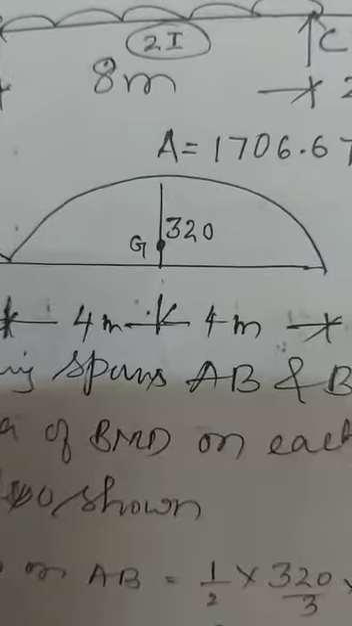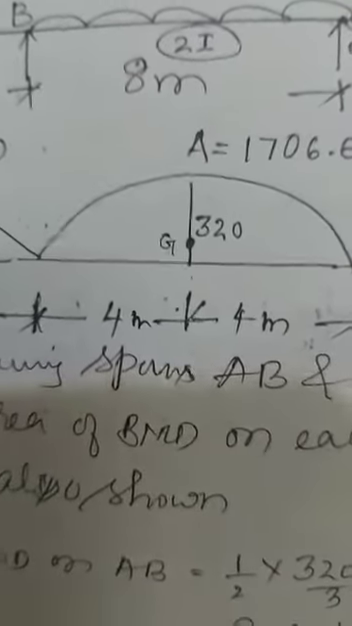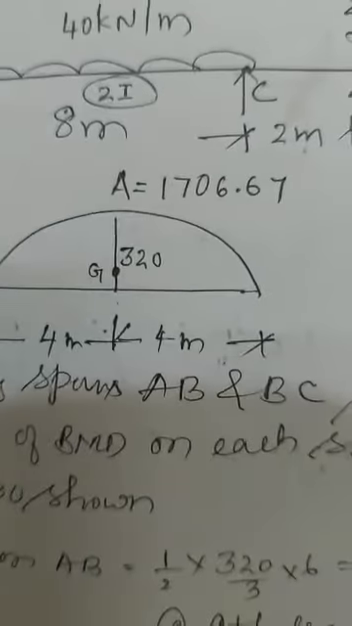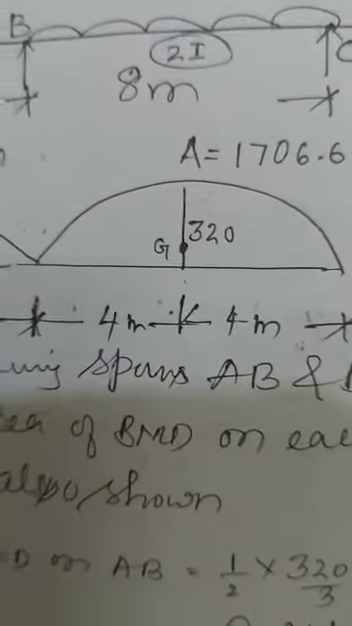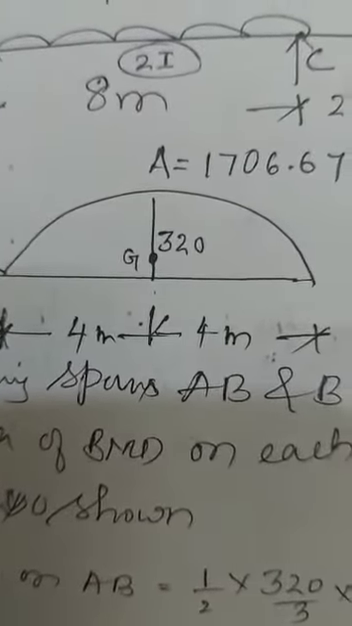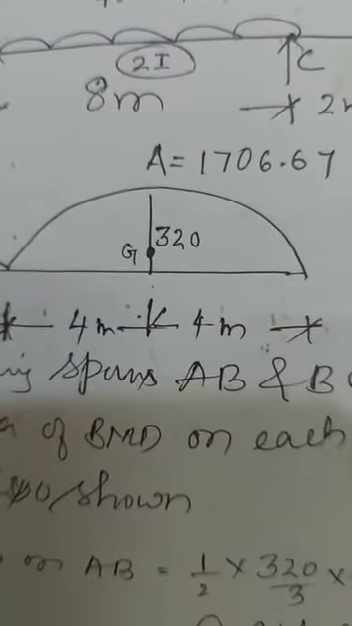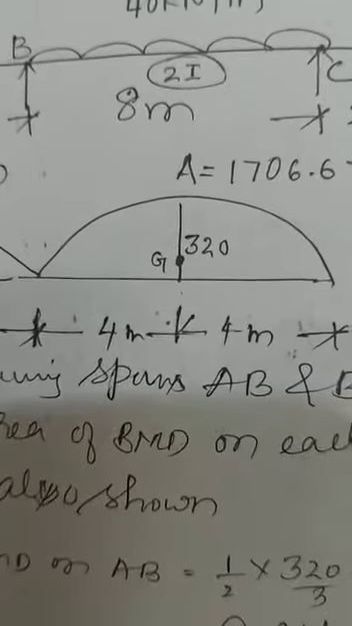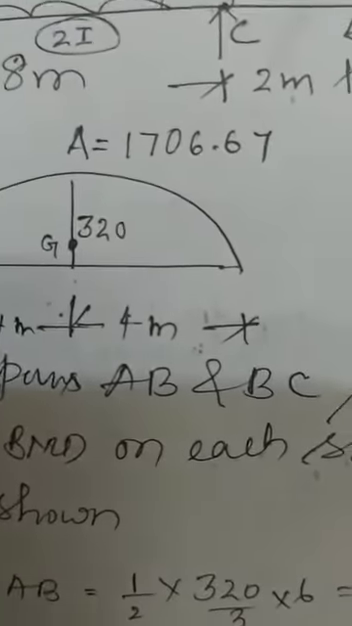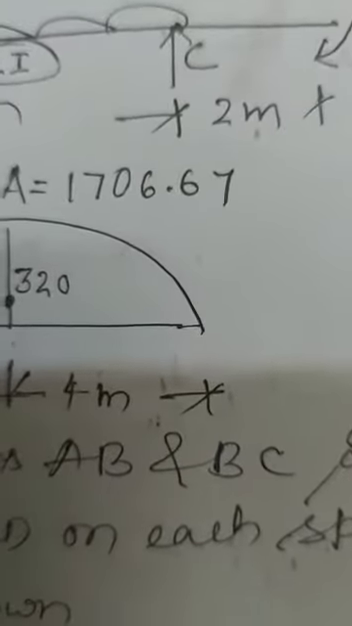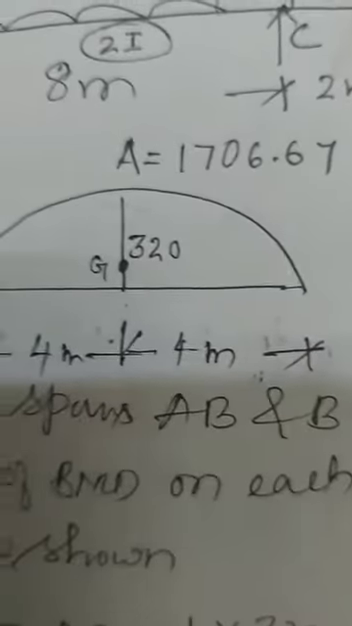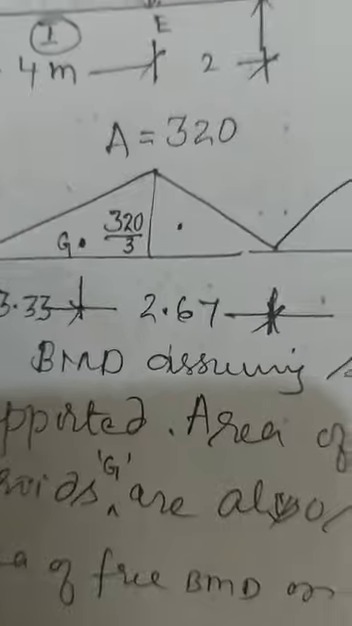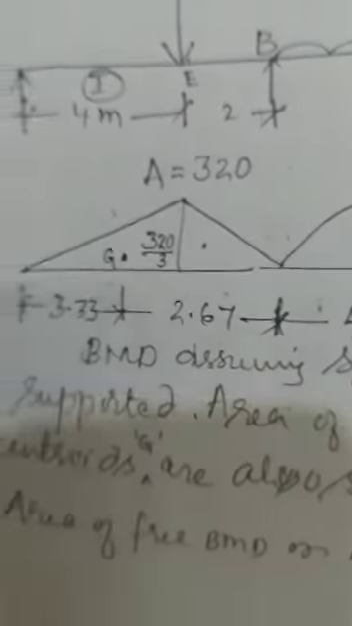Next, the span BC has a UDL. So the simply supported bending moment diagram is a parabola. Mid ordinate is WL square by 8, 40 into 8 square by 8, 320. Area of that portion of the bending moment diagram is 2/3 of the area of the rectangle containing the parabola. So 2/3 into 8 into 320. It gives 1706.67. I have also shown the centroids where the areas of these free bending moment diagrams will act.